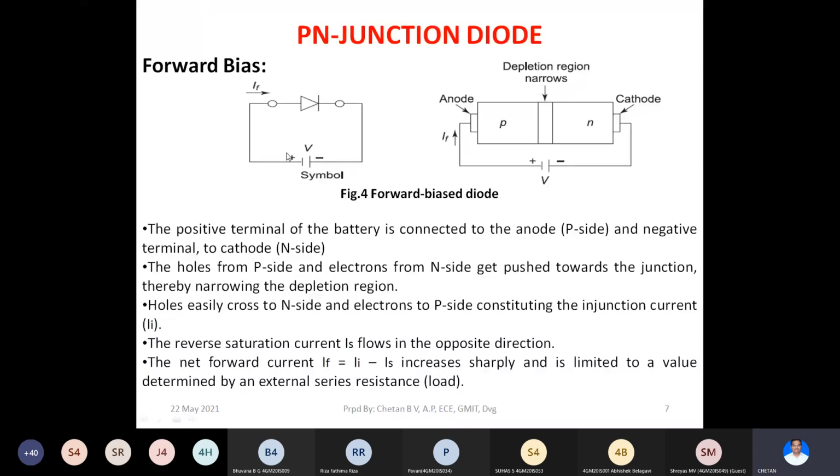So here there will be two currents which will come into picture. So this is constituting of two currents.